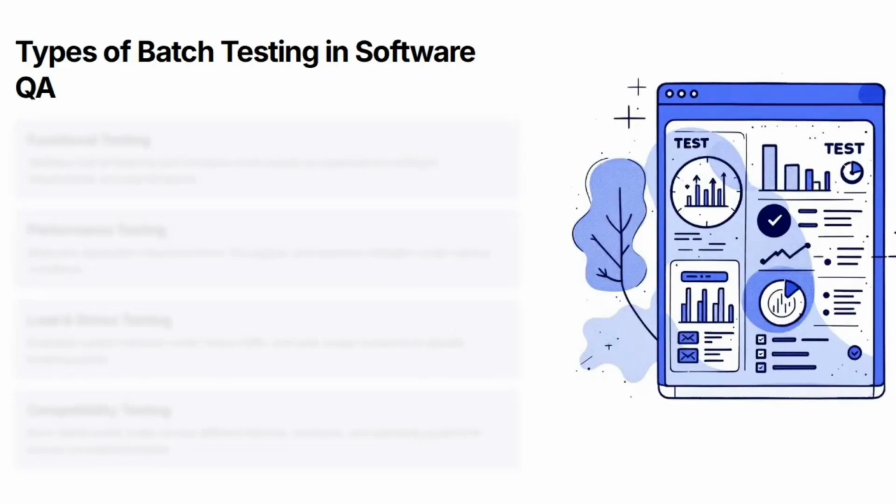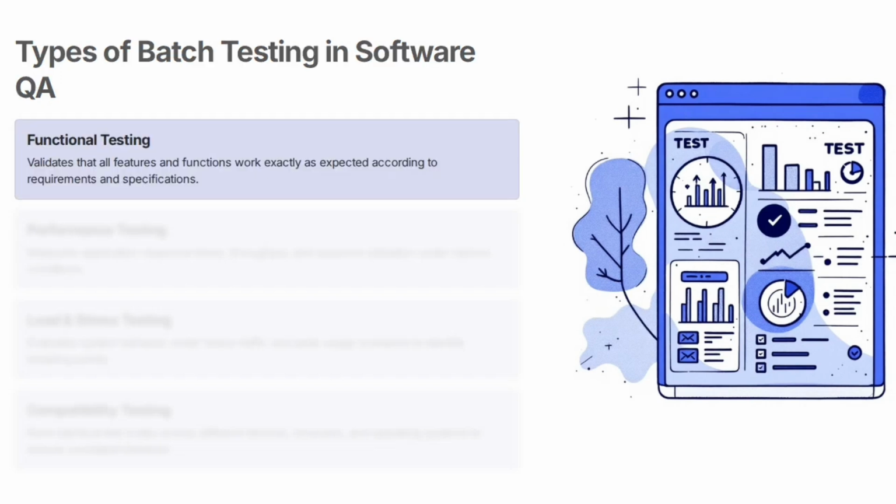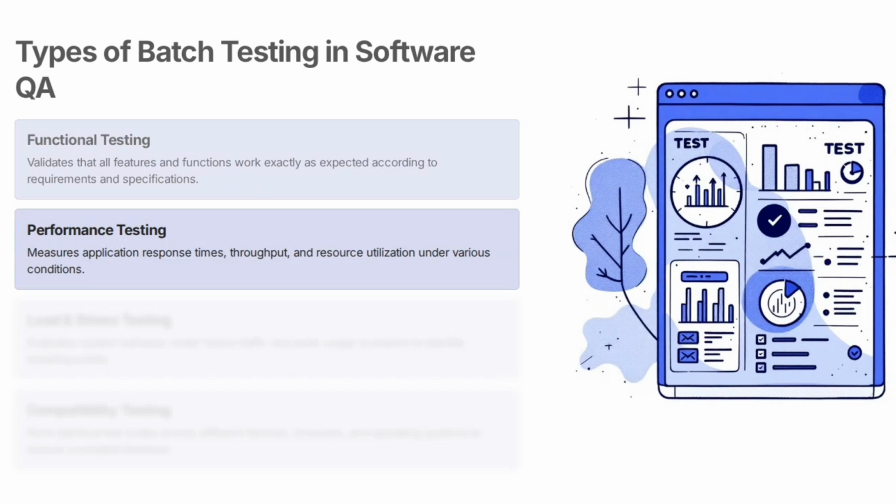Now, let me tell you the different types of batch testing in software testing or software QA. First is functional testing. You can create functional batch scenarios where all the core functionalities are validated. Second is performance testing. In this case also we create batch scenarios. At performance testing time, we hit only the core or performance functionality, so we can check throughput, response time, and resource utilization under load.